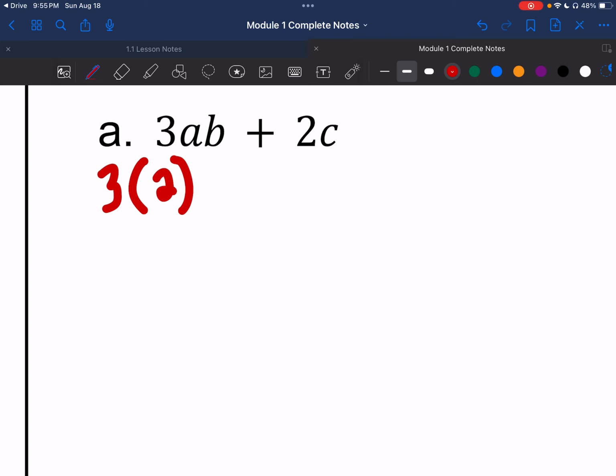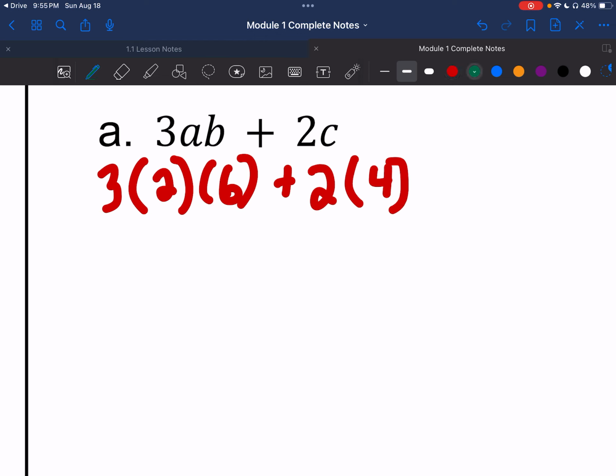All right, so we have letter A substituted in. We need to substitute letter B in. So I'm going to put that one in parentheses as well. We have 6, and we have 2 times our C value, which is 4. So now, my next step, I'm going to want to do these multiplication pieces. So 3 times 2 times 6. Well, 3 times 2 is 6. 6 times 6 is 36. And we are adding to that 2 times 4, which is 8. 36 plus 8 is going to give me 44.